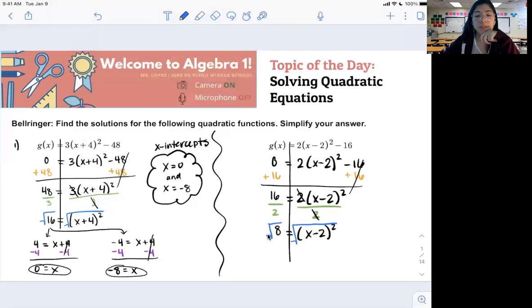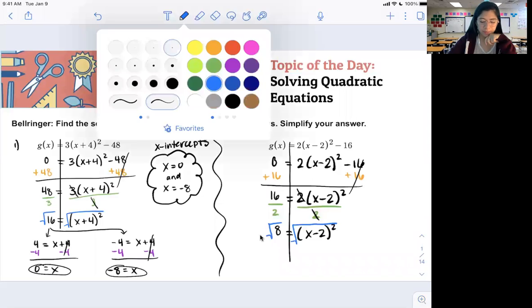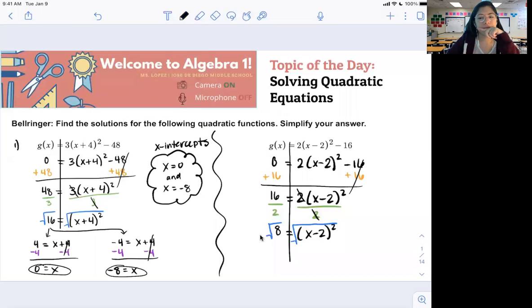Okay, yeah, so you can't take the square root of 8 and get a nice whole number, so it's an irrational number. So what do I do when I get an irrational number? Keep it as is, good. Positive and negative square root of 8 equals x minus 2. Now, at this point, we can also see if we can simplify this. Is it possible to simplify the square root of 8?